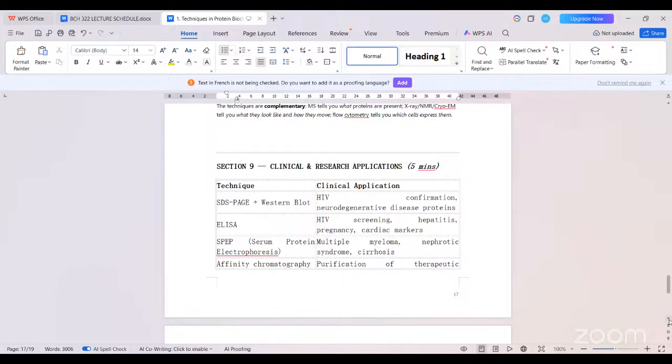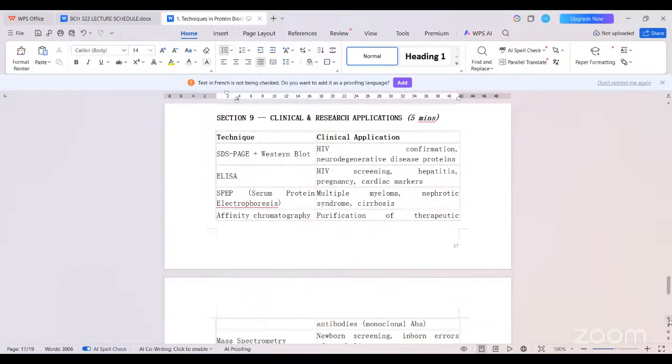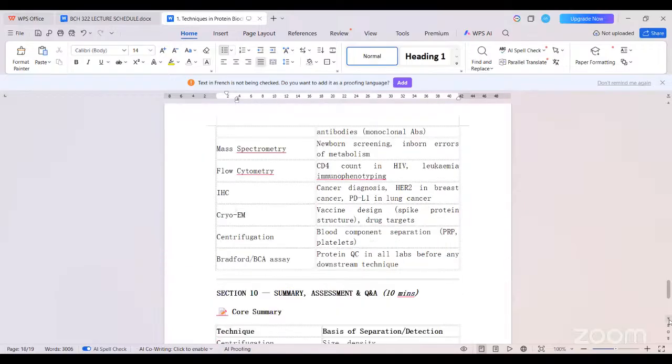Then we have the serum protein electrophoresis. Clinically, it's used to identify issues related with multiple myeloma, nephrotic syndrome, or cirrhosis, that's liver cirrhosis, damage to the liver. So each of these methods is highly specific in treating one ailment or the other.